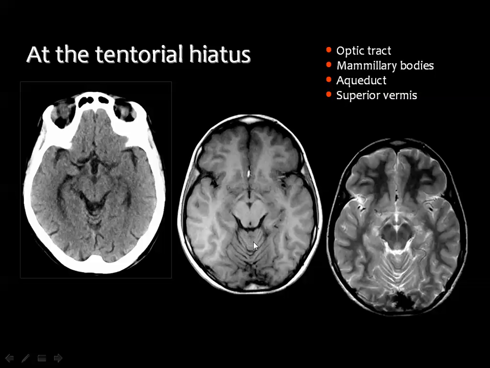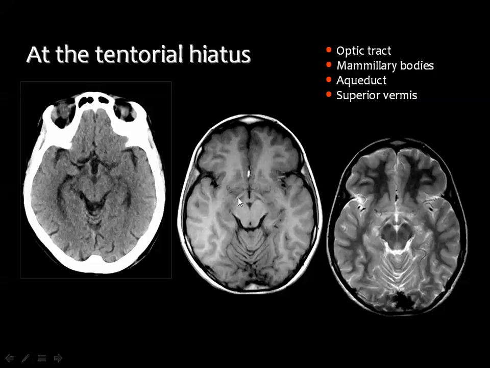Then what about the optic tracts? You know, the optic nerve will go to the suprasellar area forming the chiasm, then each one will go in the opposite direction forming the optic tract. And these are the optic tracts. These structures I am pointing to are the optic tracts.